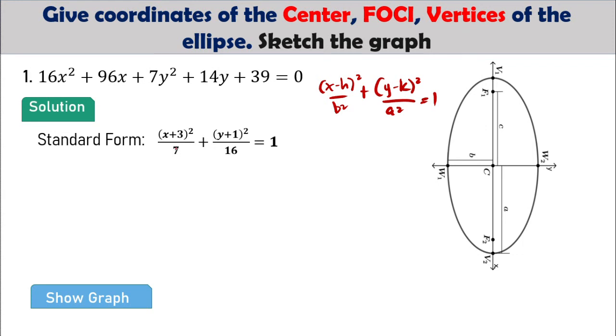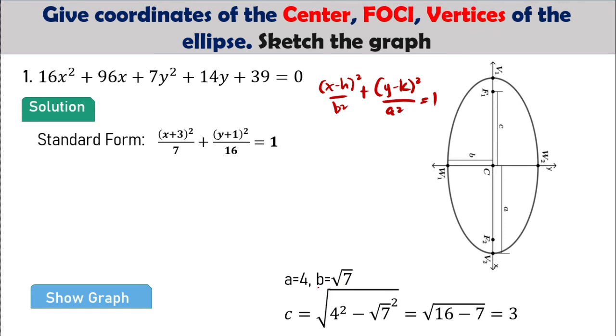So sa focus niya, doon na naman tayo mag-add sa ordinate niya. So ang A, syempre, is the square root of 16, which is 4. Tapos yung B naman is square root of 7. Now we're going to compute for the C. So C is equal to square root of 4 squared minus square root of 7 squared, equals square root of 16 minus 7. That will give us 9. And square root, ito pala, square root of 9 yan. So it will give us 3. So ibig sabihin, yung C natin is 3.